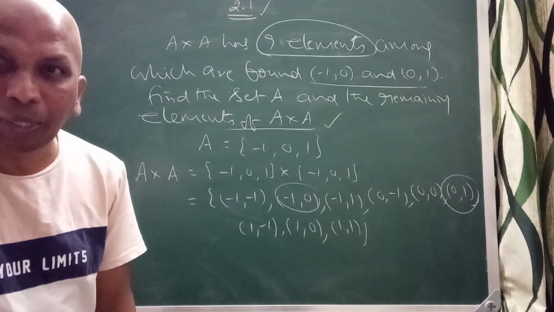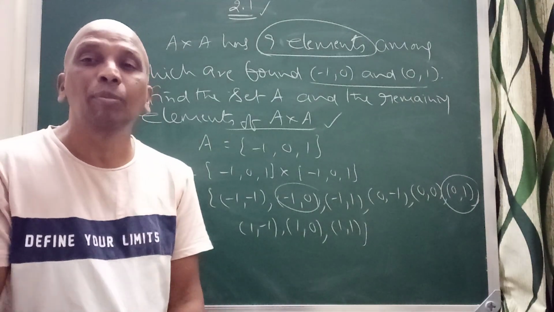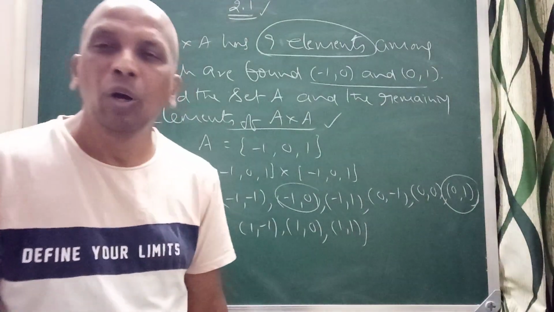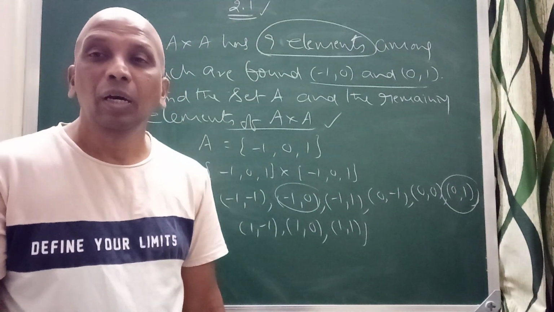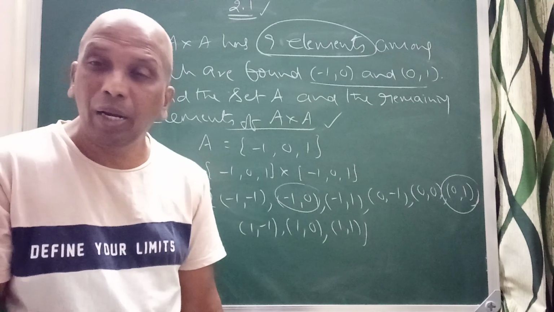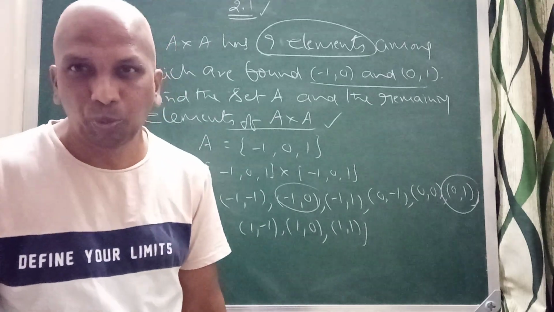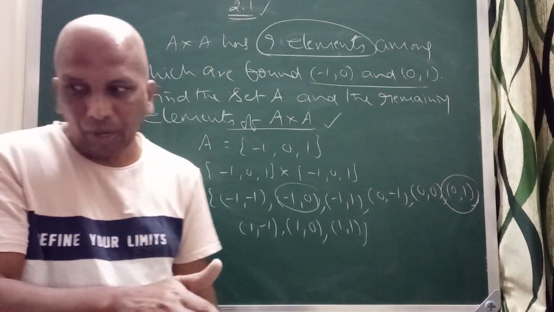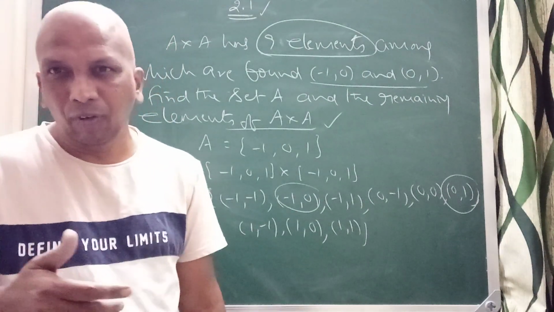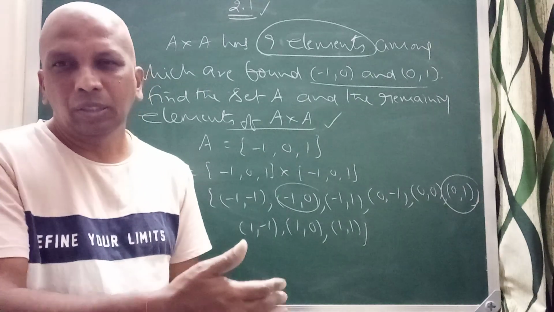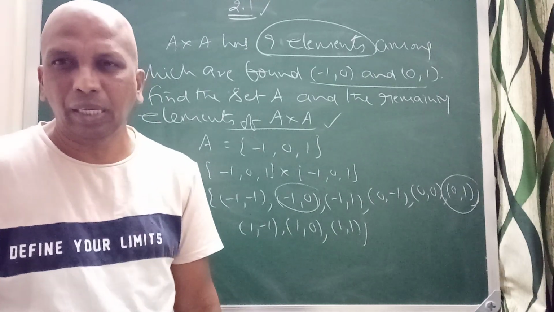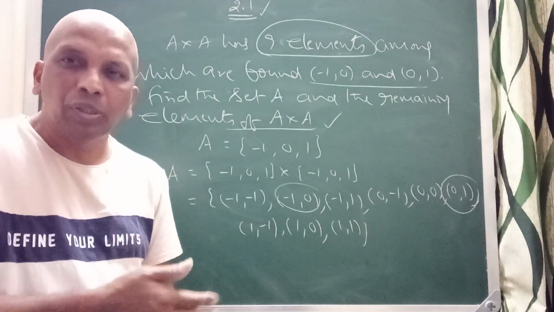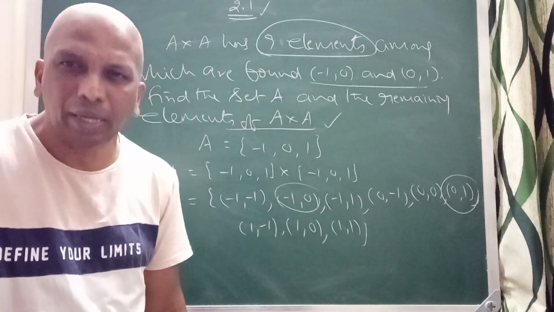With this I have completed the 2.1 exercise related to Cartesian product. In the next video I am going to do relations completely, and I will do exercise 2.2 also. I will slowly increase the levels, doing the first level of PUC and CBSE NCERT exercises, and then continuing with JEE and KCET level.